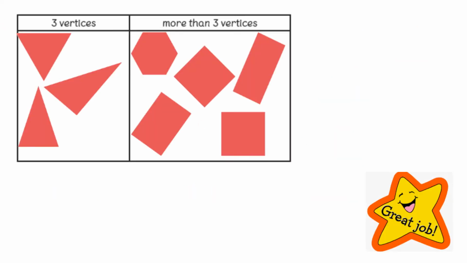Okay, hopefully this is what you came up with. In the 3 vertices group, we need all of those triangles because there are 1, 2, 3 vertices in a triangle shape. And we know that because they have 3 sides, so they must have 3 vertices. And then in the more than 3 vertices group, we have the rest of our shapes, our squares, our rectangles, and our hexagon. Our squares and rectangles have 4, 1, 2, 3, 4 vertices, and our hexagon has 1, 2, 3, 4, 5, 6 vertices. Really well done if you managed to sort those correctly.